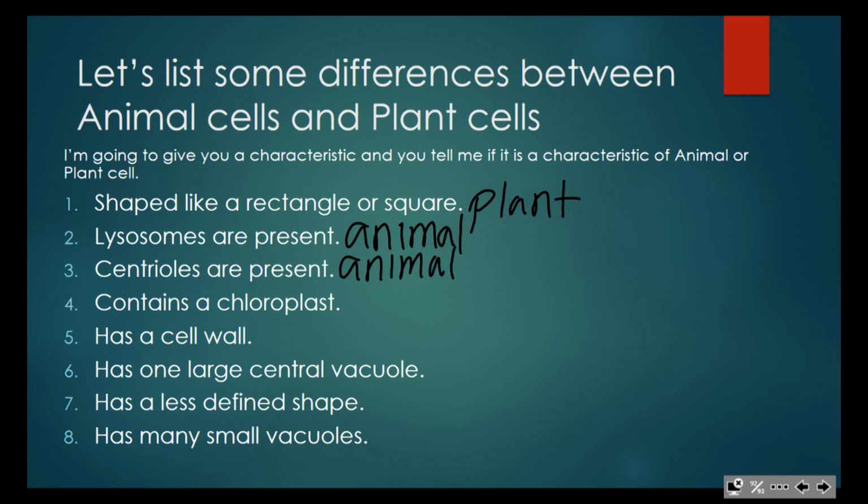Okay, here's our next one. 4 contains chloroplasts. Plant or animal cells? Which ones have chloroplasts? That's the plant cell. Remember, chloroplasts are used to do photosynthesis. That's how plants get their food and energy, okay? Number 5 says has a cell wall. Which one has a cell wall? That's the plant cell again. It helps support the cell. All right, 6 says has one large central vacuole. Which of these two has the large central vacuole? That's the plant cell.